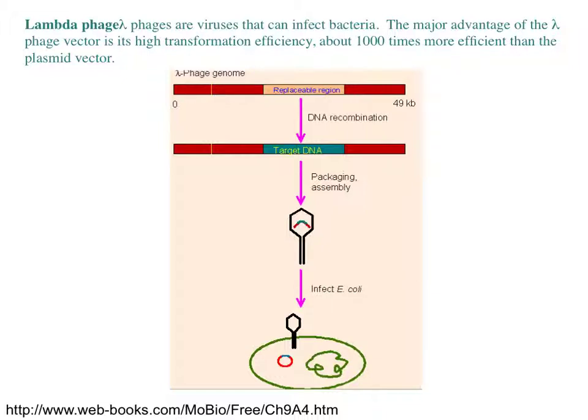So in lambda phage, you have a linear phage genome in which there's a replaceable region that can be replaced with your target DNA through recombination. And then this is packaged into your lambda phage, and then the lambda phage in the presence of E. coli can infect E. coli, and then that DNA gets transmitted into the E. coli.